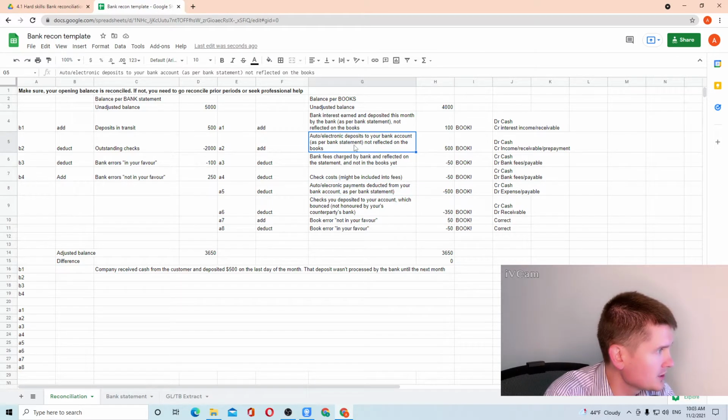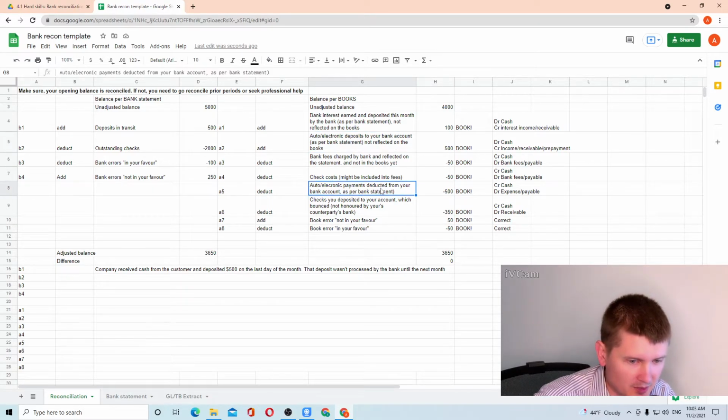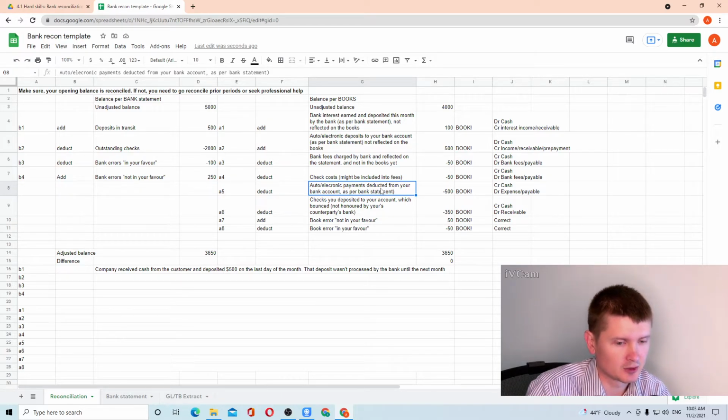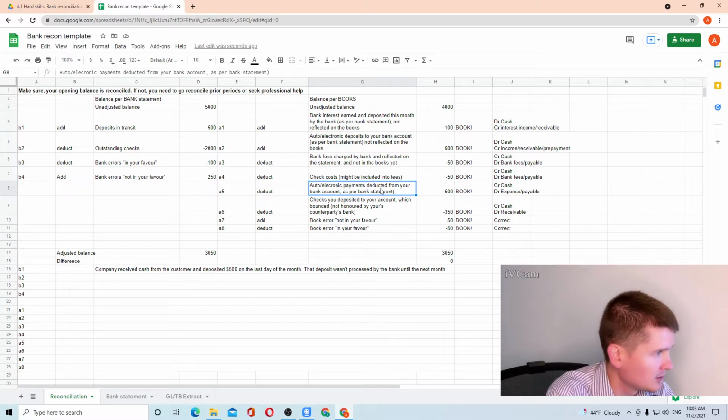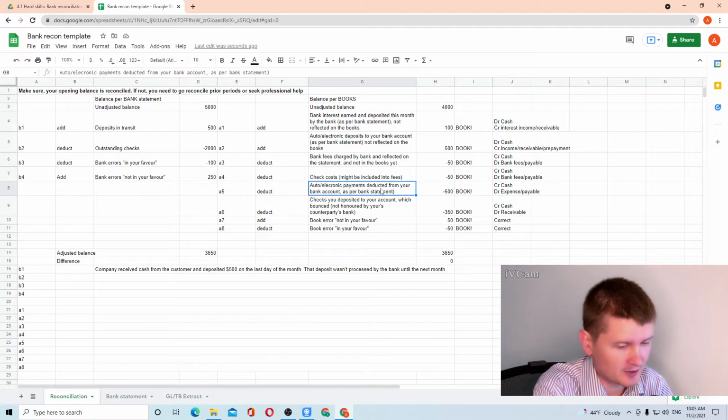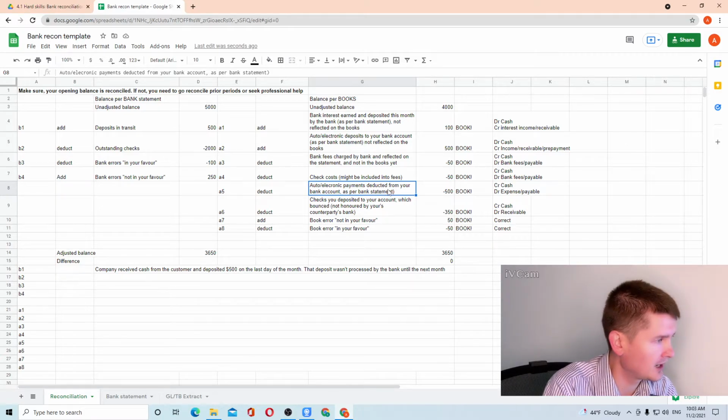Similarly to deposits, when you do auto payments or some vendor has a right to deduct an amount from your bank account. For example, it can be done by utility companies like power companies, or maybe some railroads if you're a big company, or some insurance providers. They just deduct it, and you probably get an email notification for that, but you might not have that one.